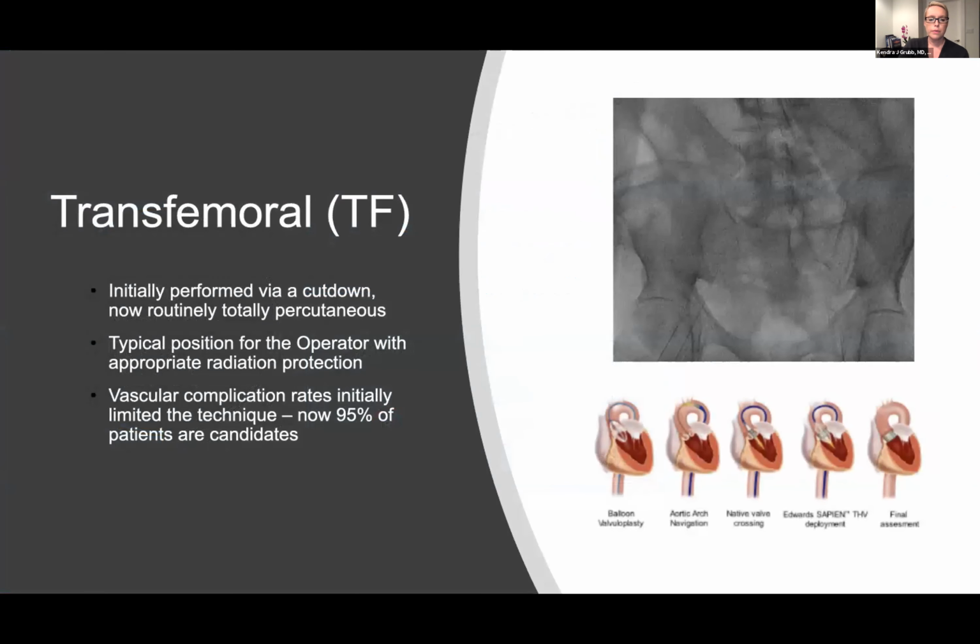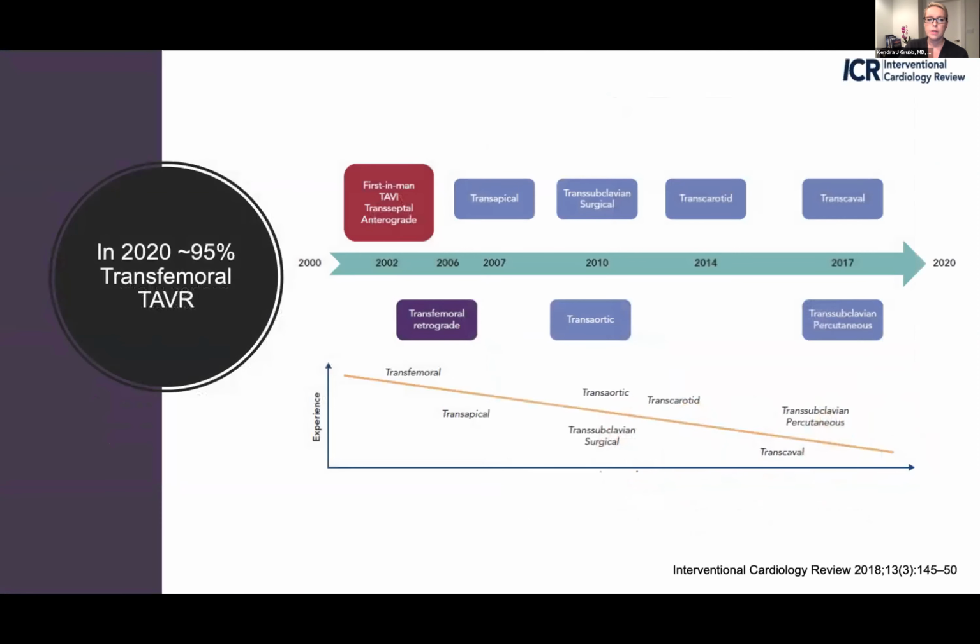So transfemoral, it was initially performed by a cut down, now routinely totally percutaneous. The operator stands in a very typical position with appropriate radiation protection. Vascular complication rates initially limited the technique, and now 95% of patients are candidates for transfemoral access. So here you see the progression, and transfemoral really being the predominant access of choice at this point.